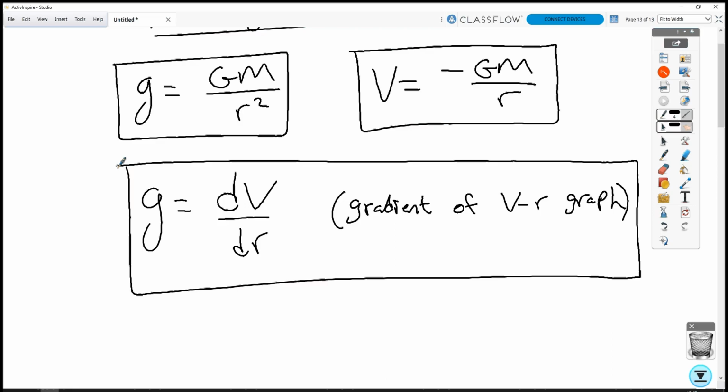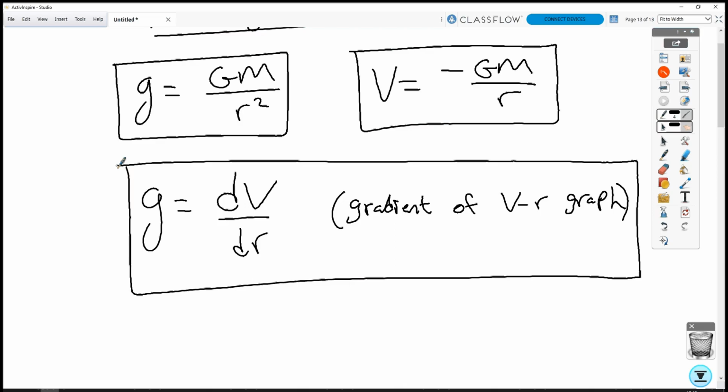So if we work out dV/dr, let's take everything else as constant, remove them. V is proportional to minus r to the power of minus 1, because 1 over r is r to the power of minus 1. If we differentiate that, we bring the minus 1 down, and we multiply it by the minus that was already there, it becomes a plus, so the minus has disappeared when you take the gradient. And then the minus 1 power becomes a minus 2, and a minus 2 power means 1 over r squared. So now you've got g is proportional to 1 over r squared.